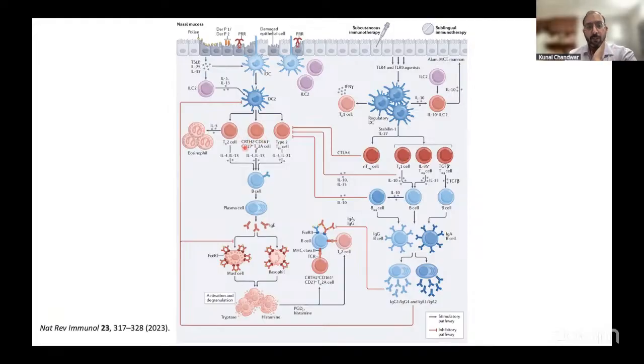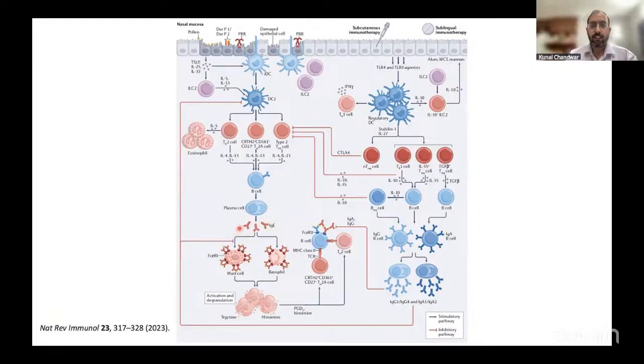Th2A cell is a very important cell whose importance we'll see later on. And then this will stimulate the B cells to start producing IgE. These IgE will have both somatic hypermutation and affinity maturation to bind to an allergen very strongly.